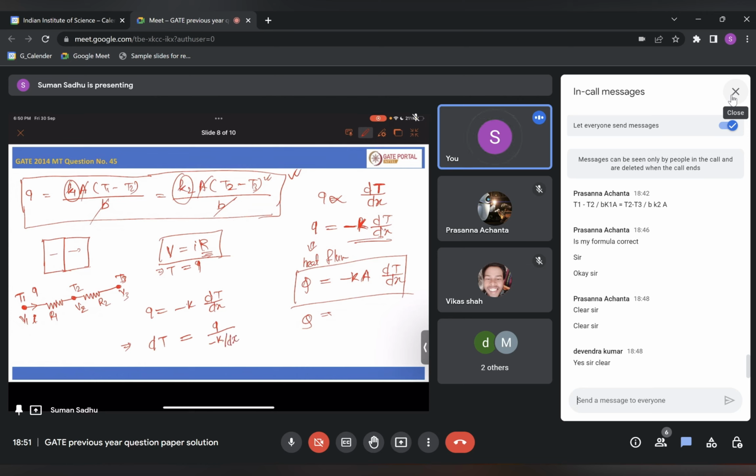Am I right? If you write in terms of heat flux, then it will be this. If you write in the total heat, because total heat is flowing, so it will be Ka. Total heat.